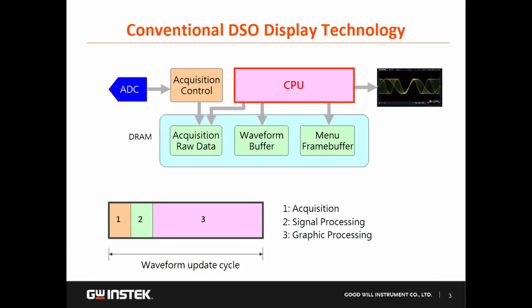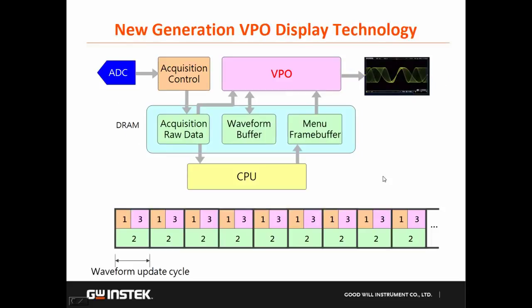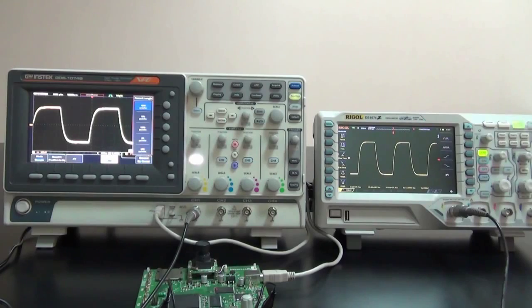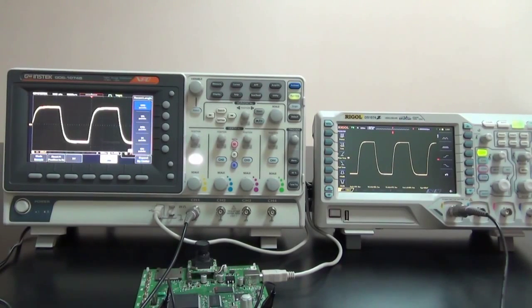For the conventional DSO design, the CPU has to handle all tasks. But for GDS 1000B, the new VPO circuit is employed to handle graphic processing tasks in parallel with the CPU at the same time. Now let's compare the difference between GDS 1074B and DS1074Z.